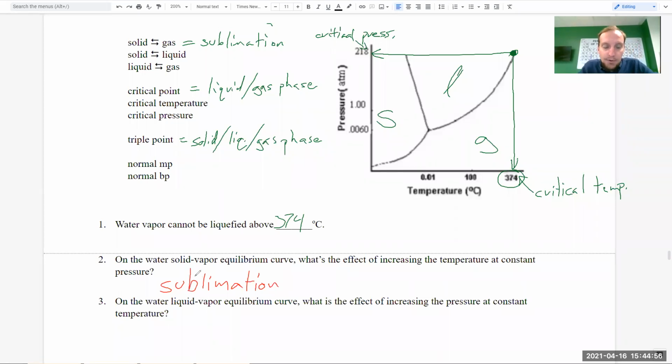Okay, number 3, on the liquid vapor equilibrium. So liquid vapor equilibrium curve, that's this right here. What is the effect of increasing the pressure at constant temperature? So pick a temperature and increase the pressure. So I want to pick this temperature here and I'm going to increase the pressure. Okay, so it's going to go from gas to liquid. If I pick this temperature and I start to increase the pressure, again, it's still going to go from gas to liquid. Gas to liquid is called condensation.